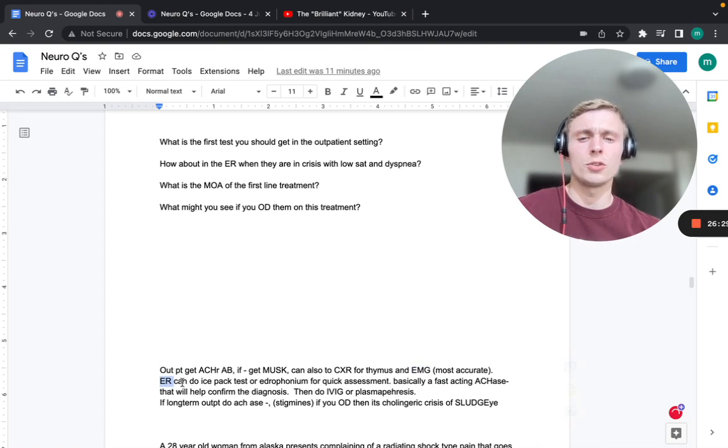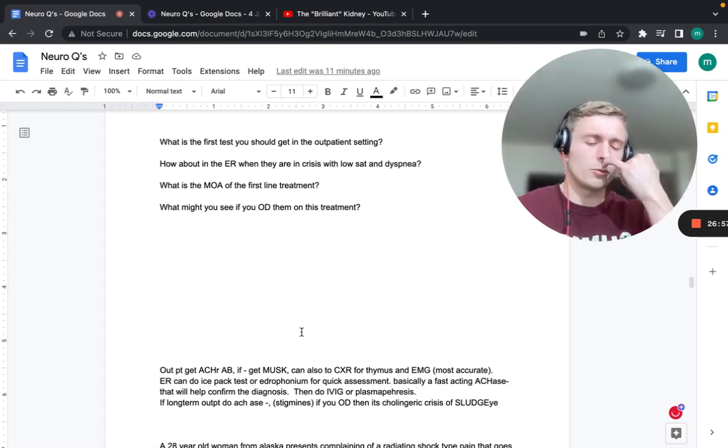So in the ER, you can do an ice pack test or an edrophonium for a quick assessment. So basically, the edrophonium is a quick, fast-acting acetylcholinesterase inhibitor that will help confirm the diagnosis. It gives it a chance to build up the acetylcholine in the synapse and see if they get better from that. And if they do, you kind of have your preliminary diagnosis because you just gave them the acetylcholinesterase inhibitor, which blocks the acetylcholinesterase that's trying to take out the acetylcholine from the synapse. So if you block that, you're helping build up more acetylcholine in the synapse.